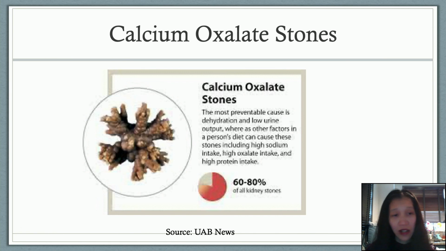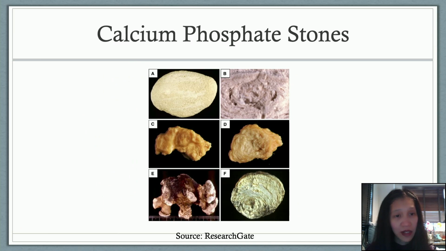These comprise 60 to 80% of all kidney stones. So if you don't know what kind of stone you make, this is probably the kind you're most likely making. And then these are examples of calcium phosphate stones. As you can see, there's a whole bunch of different kinds.